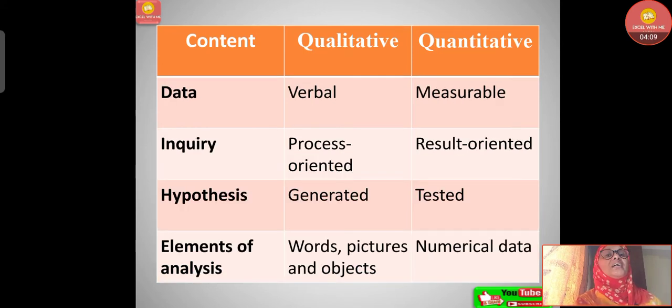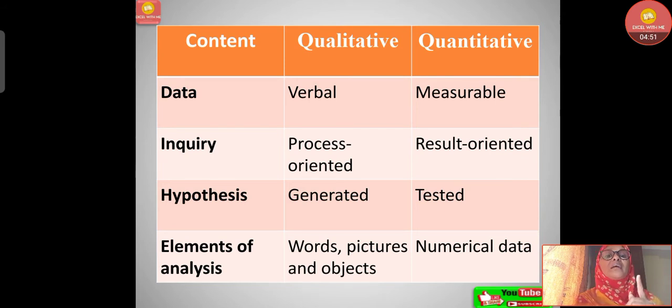Now related to data, in qualitative research they collect the data verbally and then they code it, write it down. In quantitative, data is measurable and statistics are applied. Now inquiry: this is process oriented, whatever process is going on, that is qualitative research. Quantitative is result oriented, you will get a definite result. Now hypothesis: it is generated by doing qualitative research. In quantitative, hypothesis testing will be done, the hypothesis will be tested.